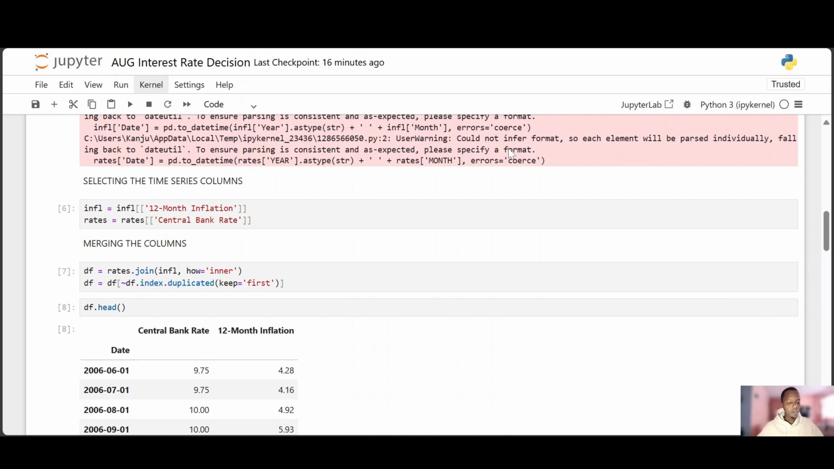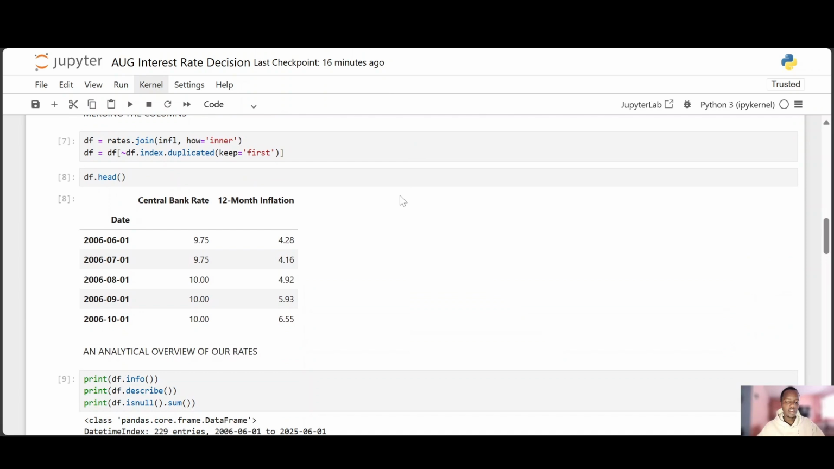Right. So now, since we're only interested in the inflation rate and the central bank rate, we're just going to select the inflation rate and the central bank rate from the inflation dataset and rates dataset respectively, and then we're going to merge them using the index. You remember we set the date column in each of those datasets as our index, so that's what we're going to merge them on, okay?